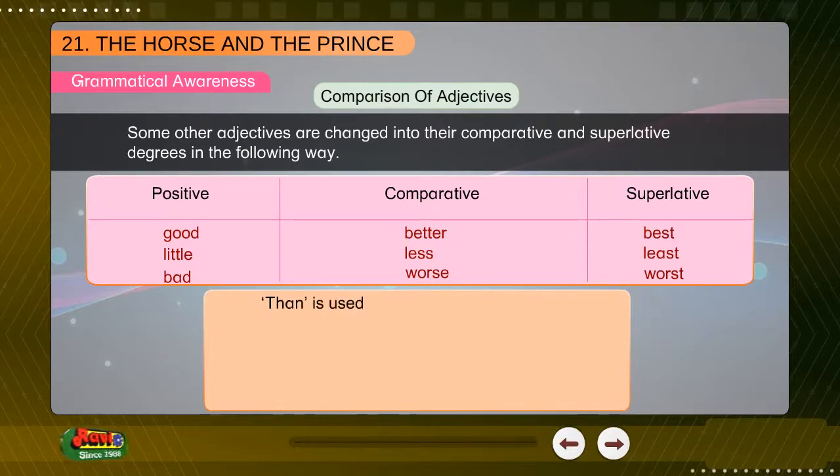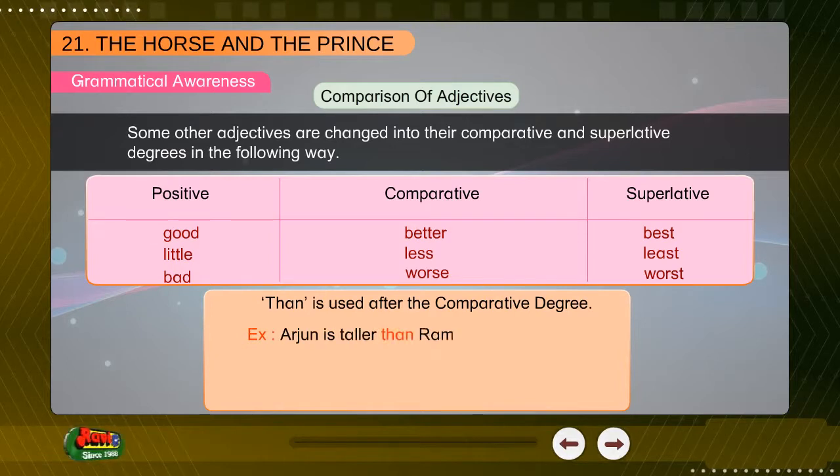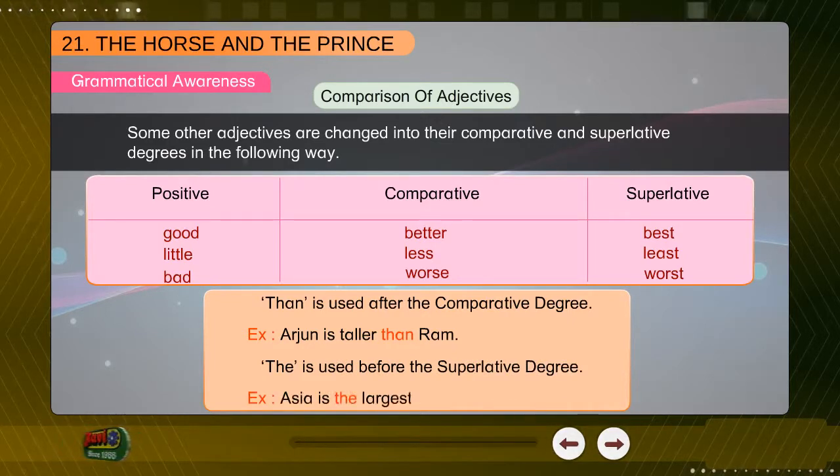Than is used after the comparative degree. Example, Arjun is taller than Ram. The is used before the superlative degree. Example, Asia is the largest continent in the world.